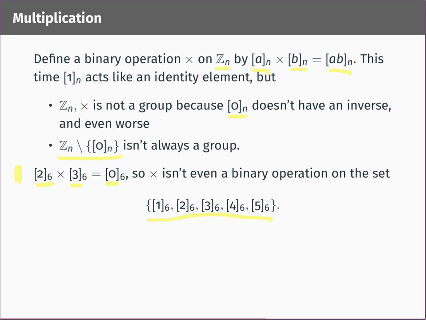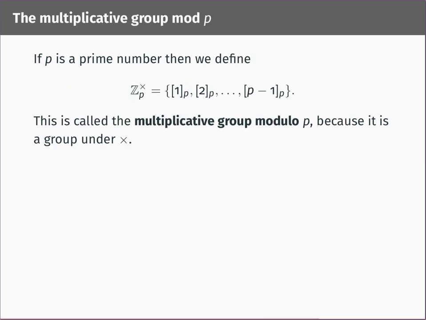So you can sort of see what the problem is there as well. The problem was that you can factor 6 into a product of two smaller things: 2 times 3 is equal to 6. So we might be able to save this if we were willing just to restrict to prime numbers. And in fact, it does work. What you get when you do that is called the multiplicative group modulo p, and we're going to define it on this slide.